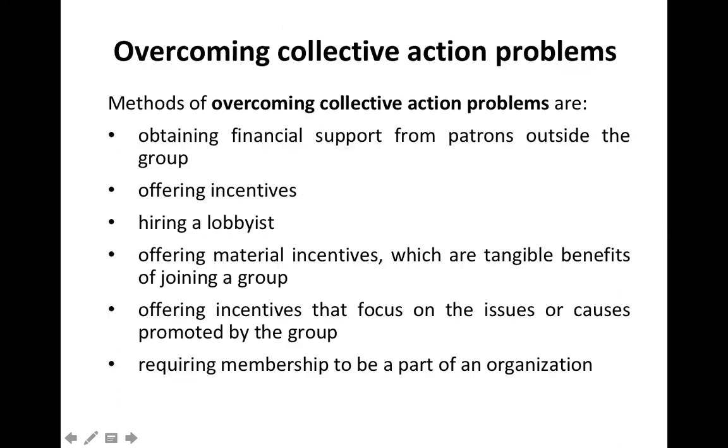So how do we solve the free rider problem, this collective action problem? We get financial support from patrons outside the group. We offer incentives. We hire professional lobbyists, so we're not depending on the group members to do it. We offer material incentives, which are tangible benefits of joining a group. Think of the NRA, where there's an insurance deduction. You get cheaper car insurance, different things that might get you to join the group.